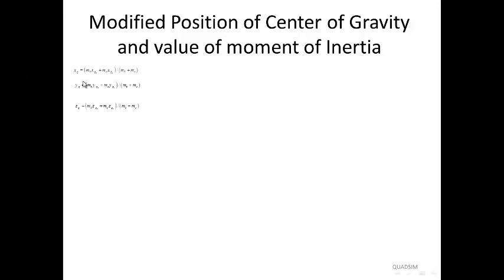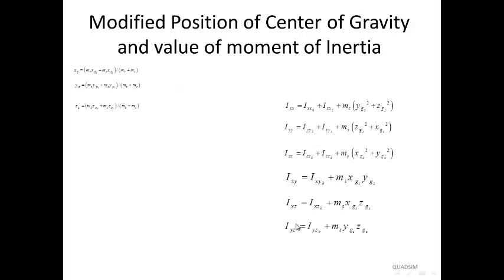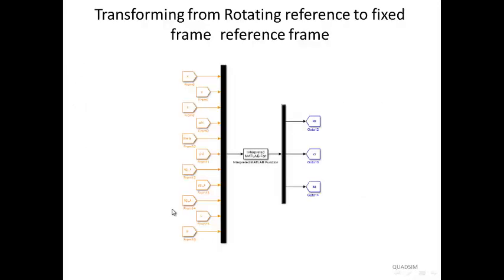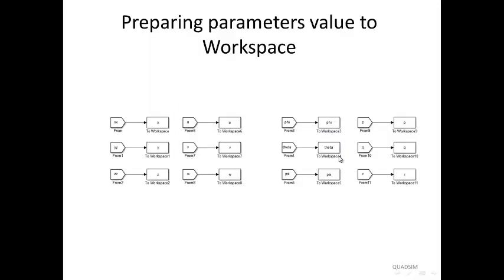When we have the slider mass, the center of gravity can be changed to these new and modified equations, and the moment of inertia have this kind of behavior too, and the blocks for our changing is displayed here. But the transforming from rotating reference to fixed frame reference frame can be displayed here, and the workspace values are transformed to workspace from Simulink with this kind of blocks.